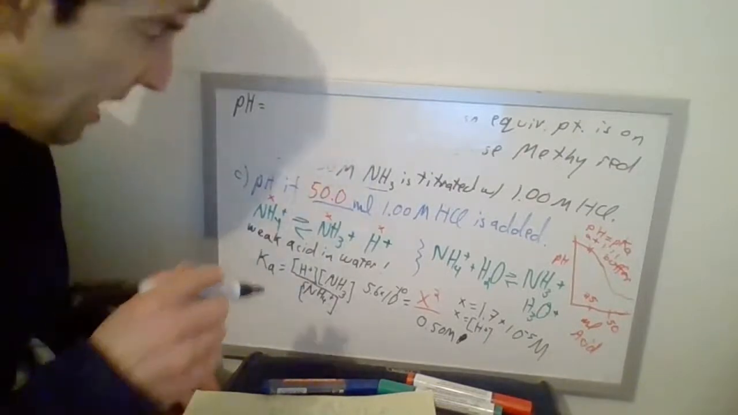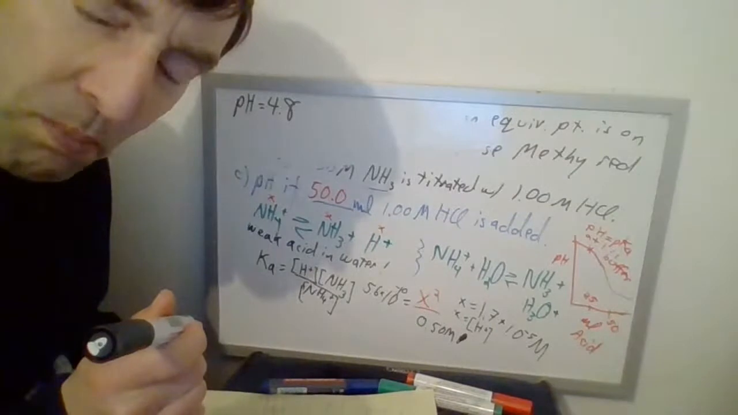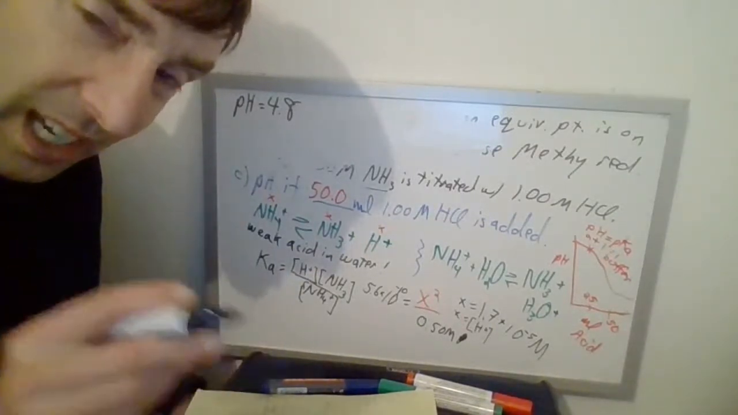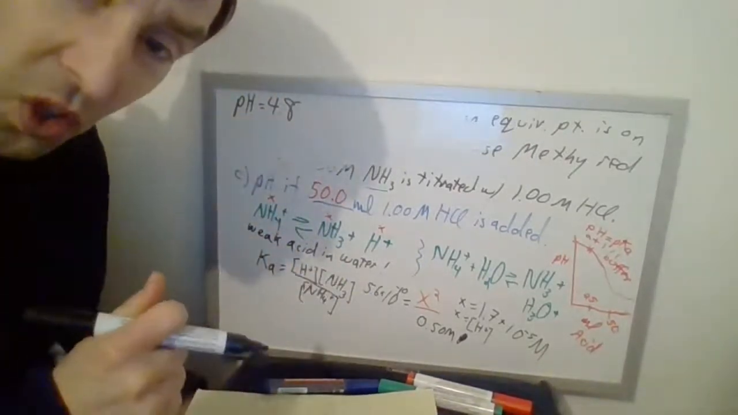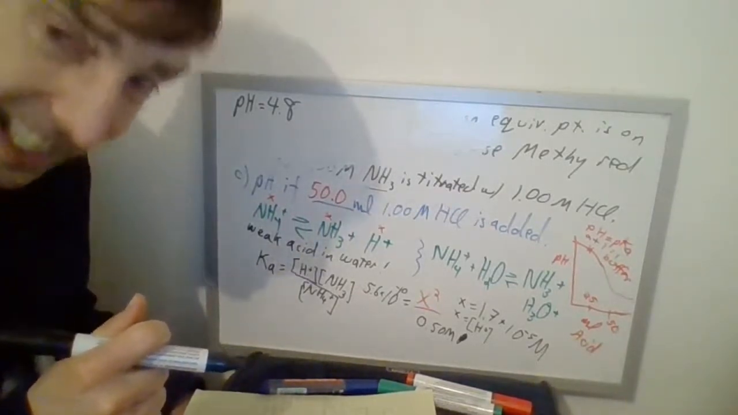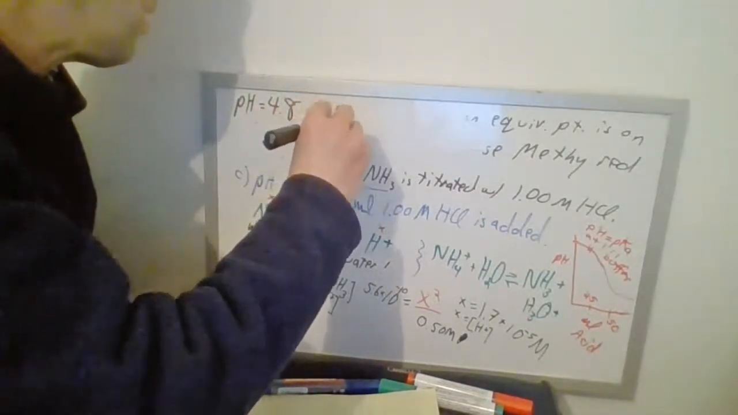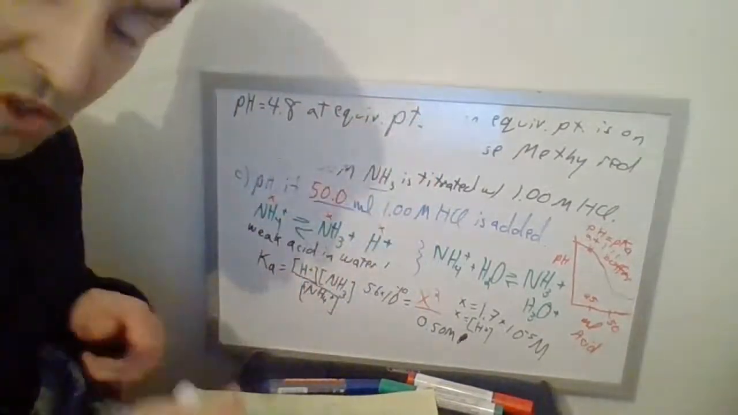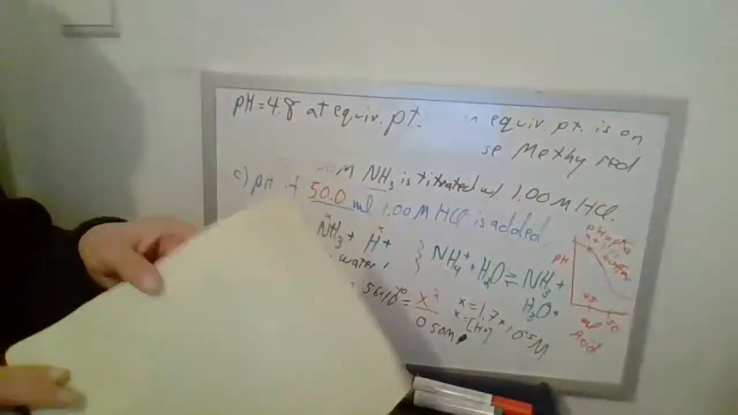Okay, thank you. 4.8 looks good. And remember when we said the equivalence point would be on the acidic side because it was a strong acid and a weak base? It is. So methyl red was a good choice for our indicator. We want something on the acidic side, and that's methyl red. In other words, good. Well done, my people. Good.